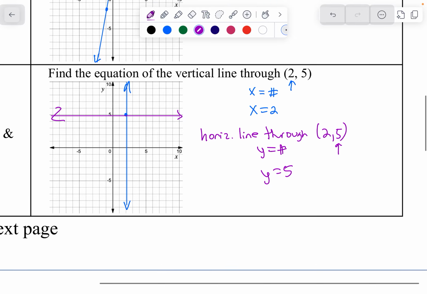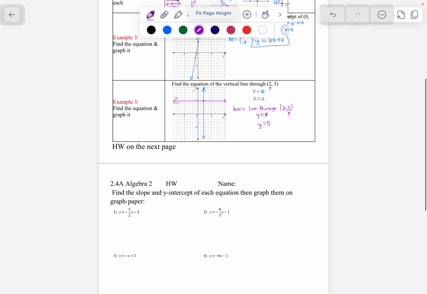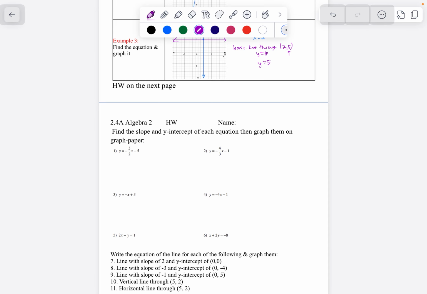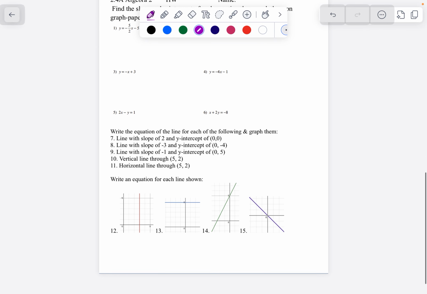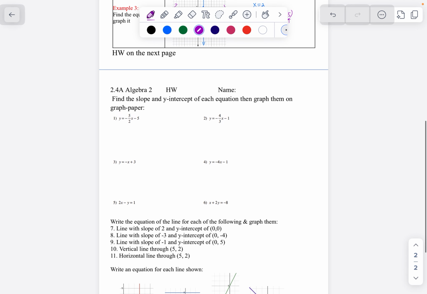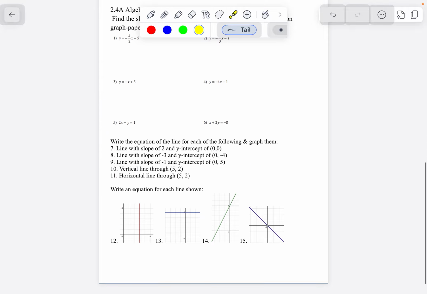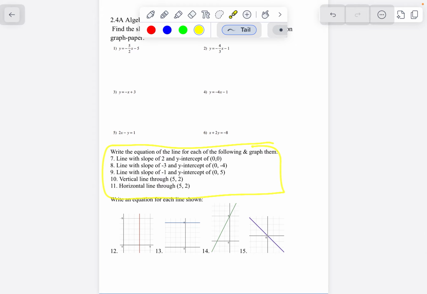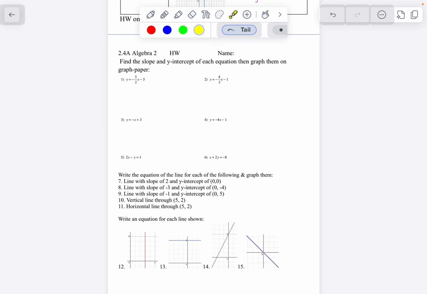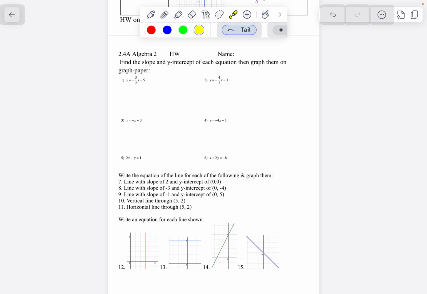So your job for the remainder of class is to complete what you see here, okay? We've got some where we are just pulling out the slope and the y-intercept and then graphing them. Here is writing the equation and then graphing them. And these are just finding the equation, okay? Please make sure you're putting these on graph paper. Write hard enough that I can see it on the graph paper so that it's dark enough when you take that picture. And then if you have questions next time you see me, we'll go over those.